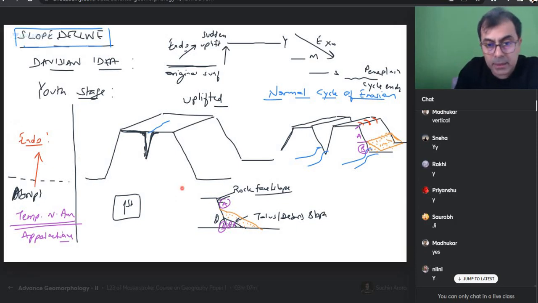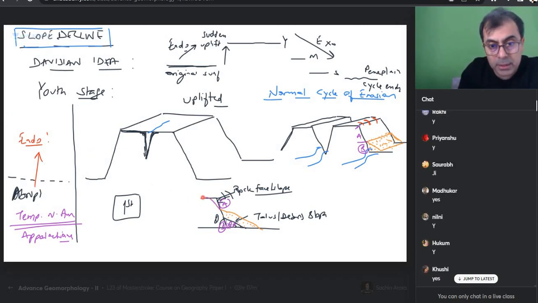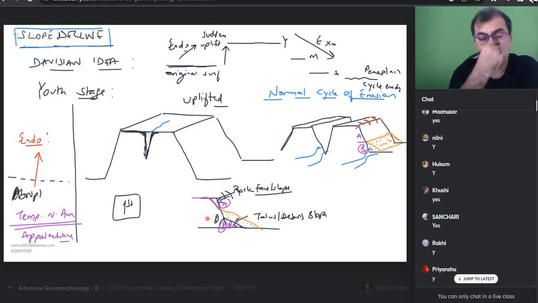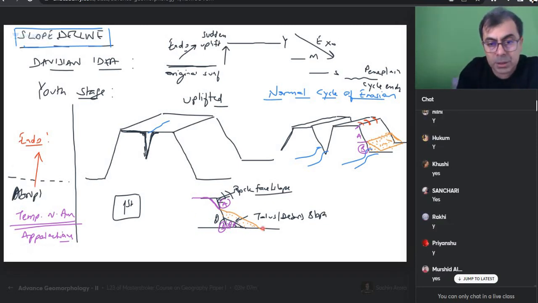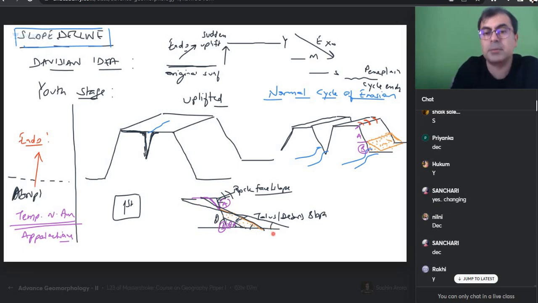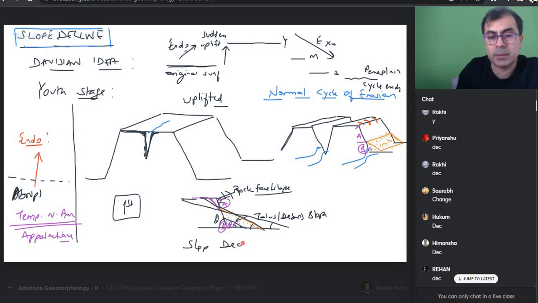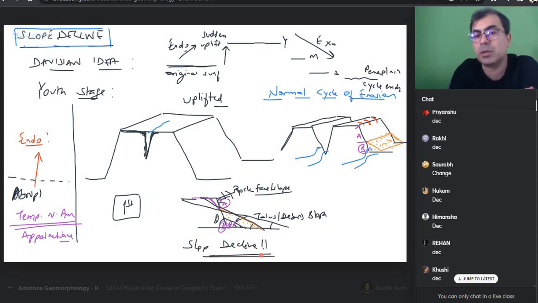And can I say the summits are getting eroded faster? The summital erosion is faster because of more exposure. So can I say this will also get eroded like this? True or not? So what is happening, is the angle changing or not? Is the angle changing? What will happen next? Will the summit keep on going down or not? What is happening to the slope angle? Slope decline.